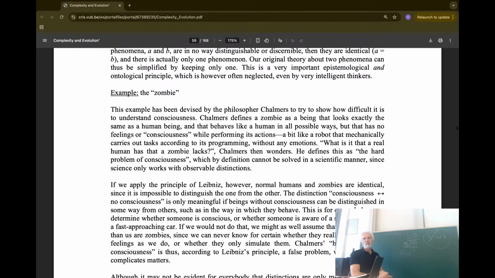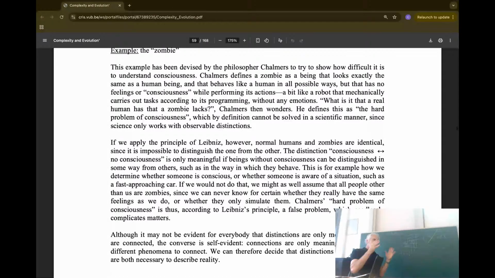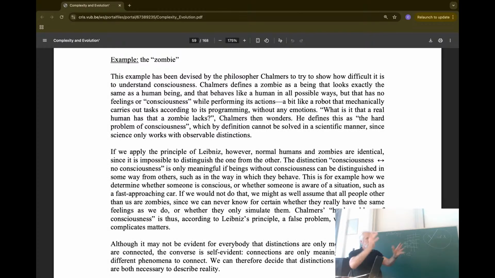And so what Chalmers tries to understand is why is consciousness so difficult to understand? And to show why it's so difficult, he imagined that there are two types of beings: normal human beings and what he calls zombies. And nowadays, these kind of zombies are called philosophical zombies, to make clear that we're not speaking about the zombies from the horror movies.